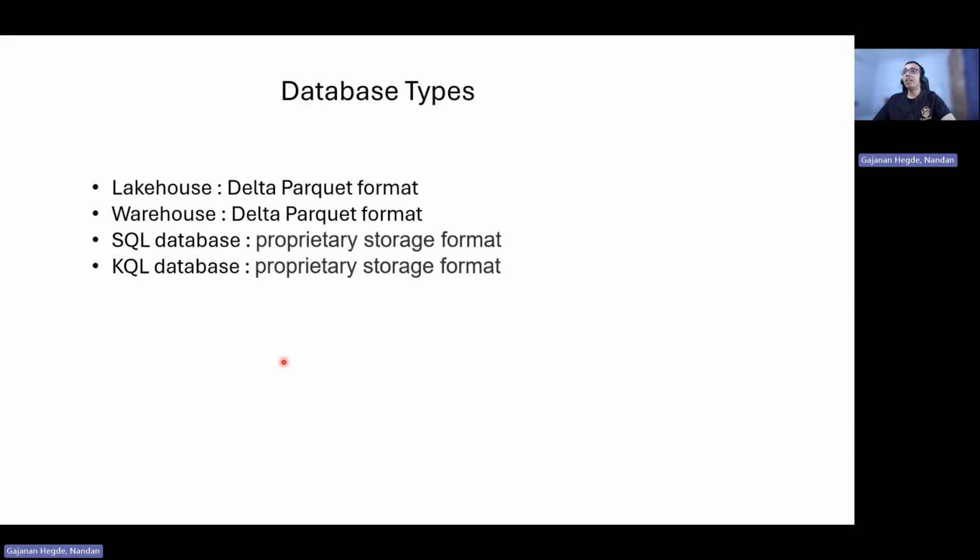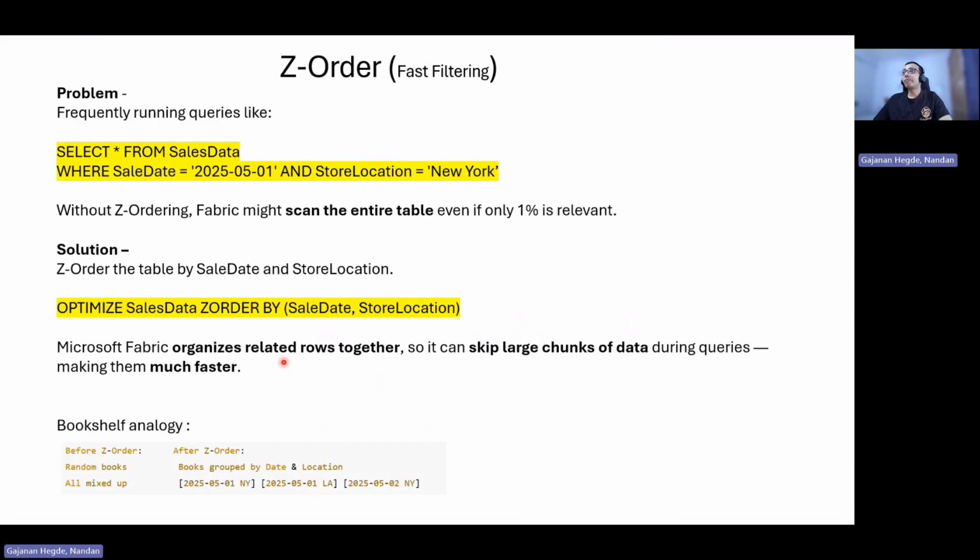So if you can see here, sorry, my fault. Z order is for fast filtering. If I'm majorly using sales date and store location, I can do this Z order by sales date and store location, or store location and sales date.